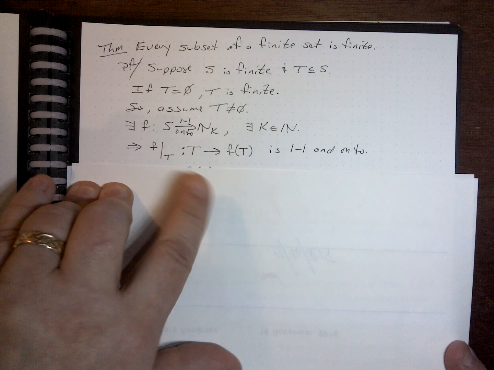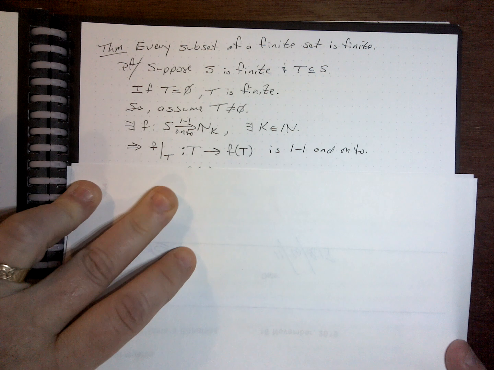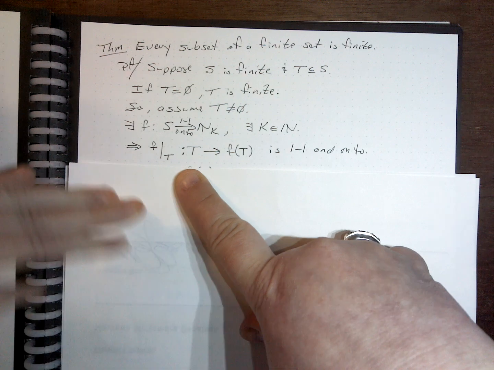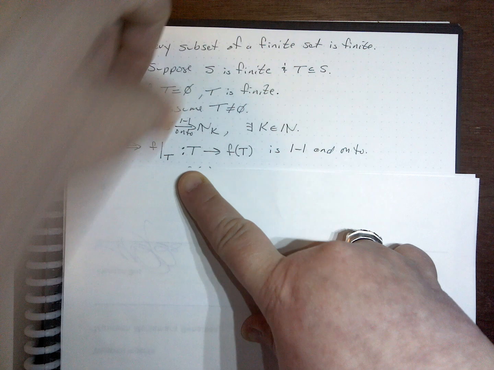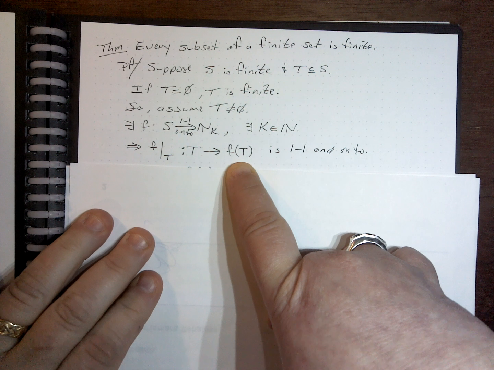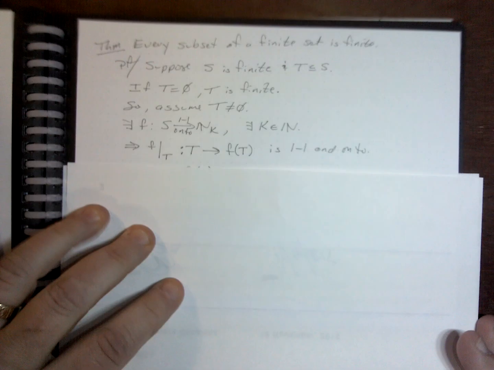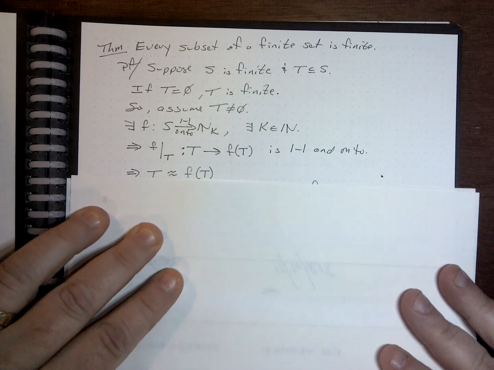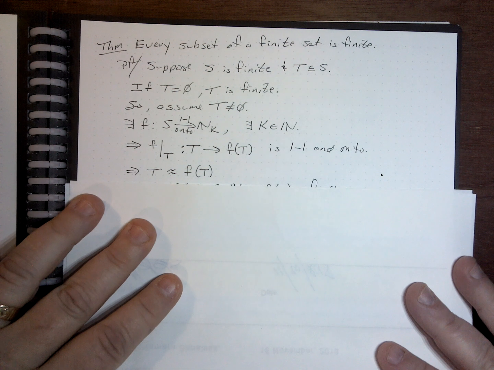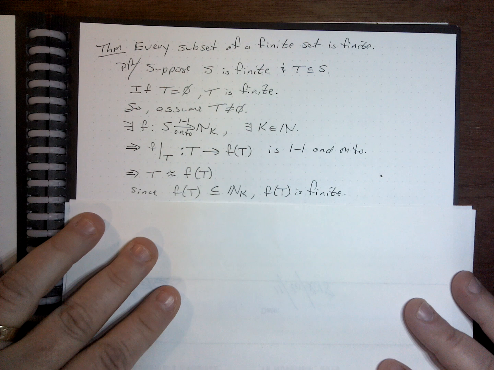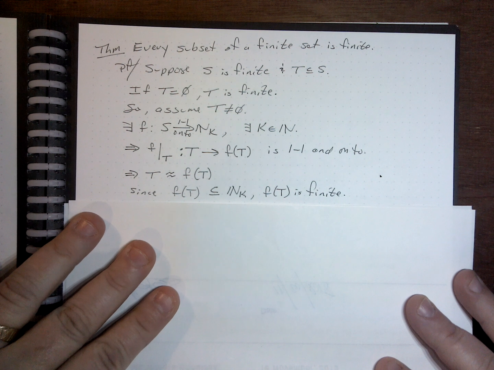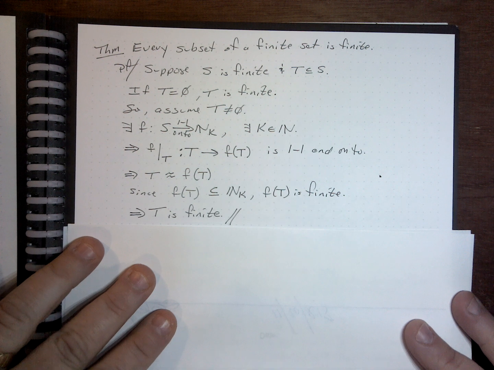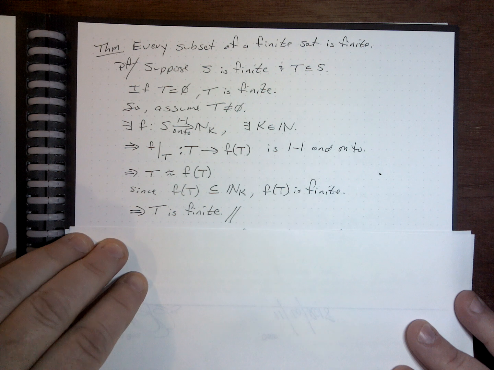If I restrict that mapping to just T, going from T to f of T, I know it's 1-to-1 because the restriction of a 1-to-1 function is 1-to-1. I know it's onto because I chose f of T, which is the image. It's literally everything that f of T spits out. So this is a 1-to-1 onto mapping, which means T is equivalent to f of T. f of T is a subset of n sub k, which by our previous theorem means f of T is finite. Since f of T is finite, T is finite. So we know that the subset of any finite set is finite.